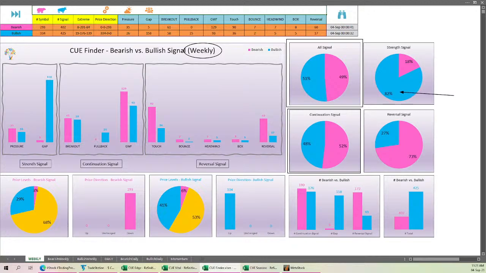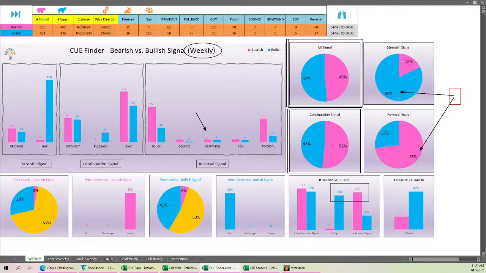Strength signals bullish, reversals bearish with comparable magnitudes. So that makes the strength and reversal together bearish. Still, we have to say objectively looking at all signals that the week was balanced, almost perfectly balanced between bulls and bears.